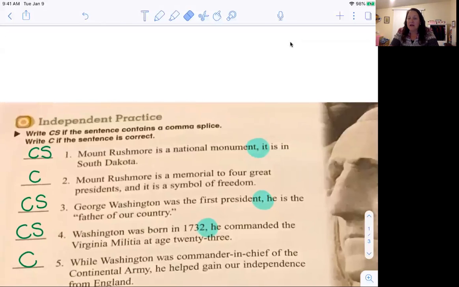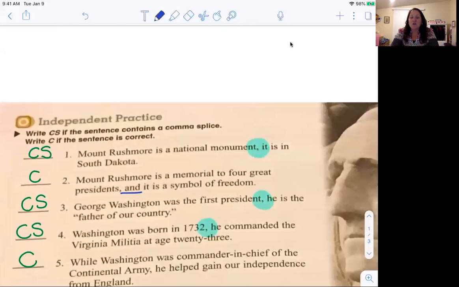And I've kind of highlighted where that comma splice error is. They should have either put a period and then capitalized it, or made it compound by using a comma and a coordinating conjunction, or made it complex by using a subordinating conjunction. Number 2, Mount Rushmore is a memorial to 4 great presidents, and it is a symbol of freedom. That is a compound sentence written correctly because they have the comma and the coordinating conjunction.